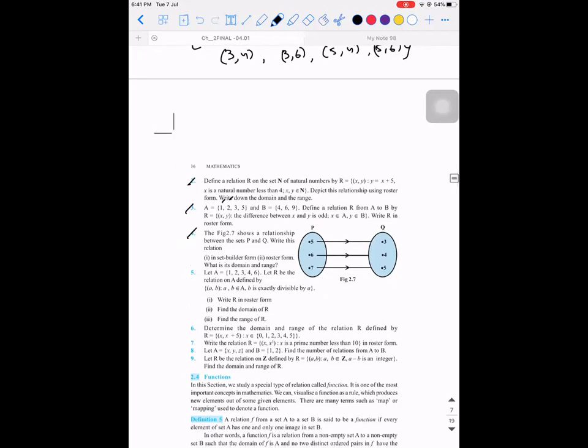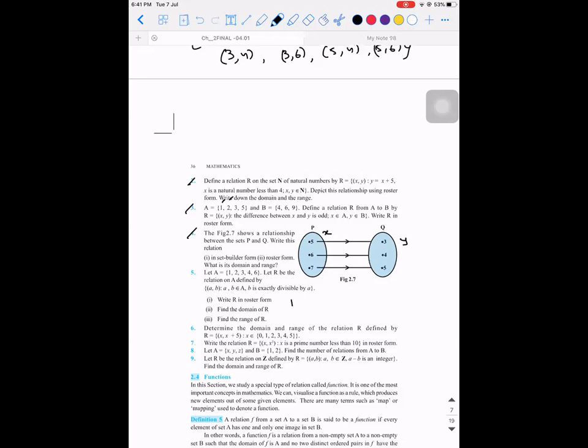Fourth one. The figure 2.7 shows the relationship between the points of the sets P and Q. Write this relation in set builder form. So 5 and 3, how are they related? They are not multiples. 3 is equal to 5 minus 2. If I take 3 as y, always the input is taken as x and the output is taken as y. So y is equal to x minus 2.